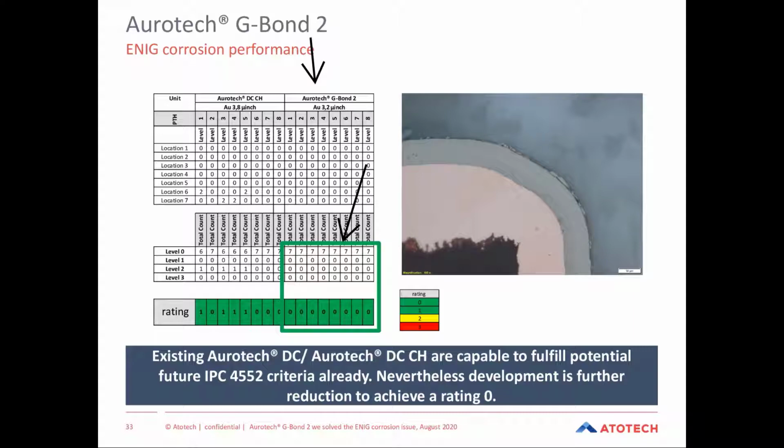The rating is basically: if we have no corrosion at all, then we have a rating of 0. A corrosion rating of 1 would mean that for most of the investigated locations, more than 60% have a level of 0 or 1. So a rating of 1 would still be a very good result. This is what we see for the Aurotech DCCH, for example. There we see some single events which create this rating of 1. But for Aurotech G-Bond 2, we definitely have no corrosion at all, so we really have a full rating of 0.